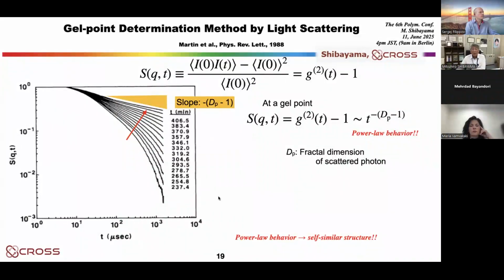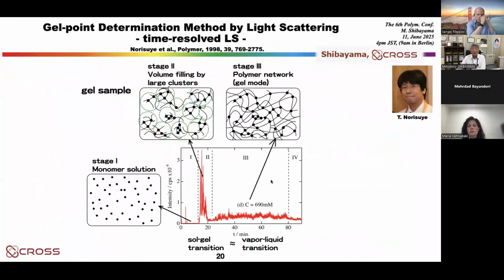He did the real-time observation of the scattering intensity, dynamic light scattering intensity, as a function of gelling time, and he obtained this one. Then he observed that at the gel point, it becomes a power law, and dP is the fractal dimension of the scattering photon. So by getting this kind of idea, we did a similar thing.